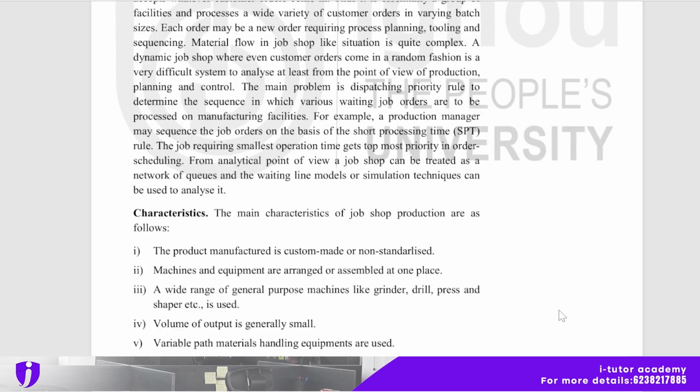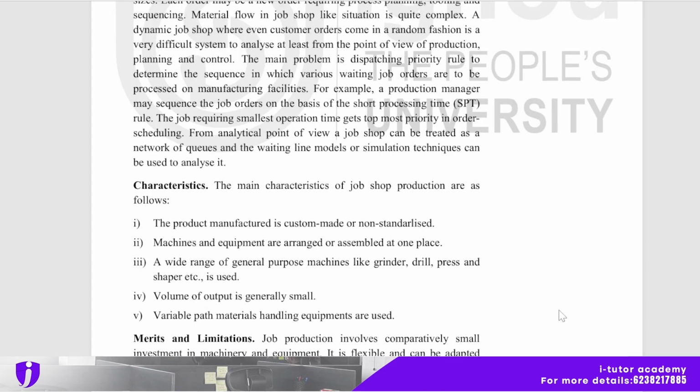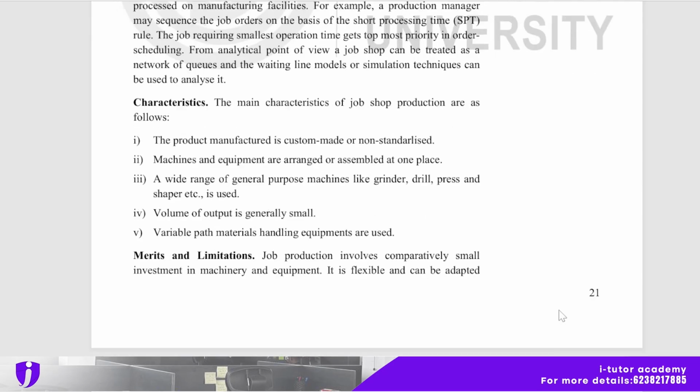And the characteristics: the product manufactured is custom made or non-standardized, and machines and equipment are arranged or assembled at one place. A wide range of general purpose machines like grinder, drill press, and shaper, etc., is used, and volume of output is generally small. Variable path material handling equipment is used.